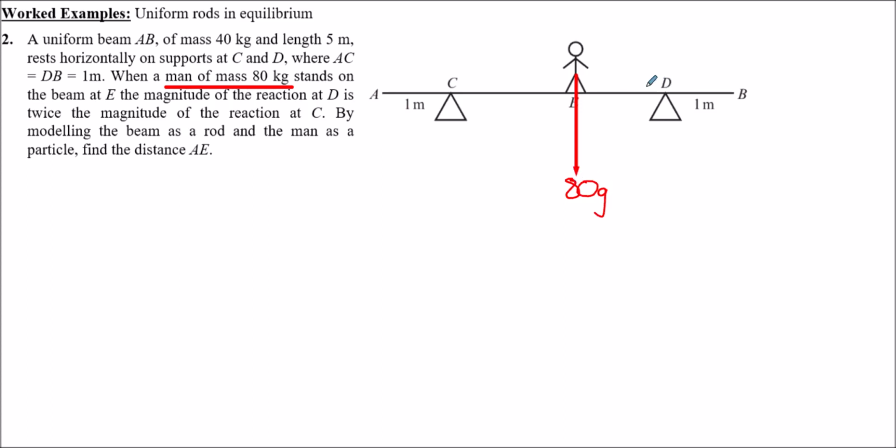Hopefully we can see from this diagram, he's standing, as we look at it, to the right hand side of the centre of mass of this uniform beam AB. This beam is going to have a middle about here. It's got a mass of 40 kilograms. If its mass is 40, that means its weight acting downwards is 40g.